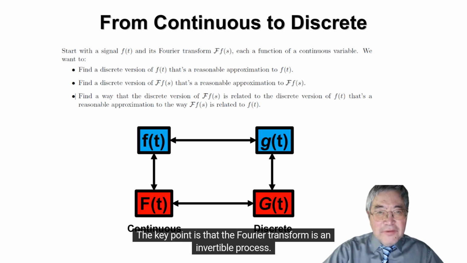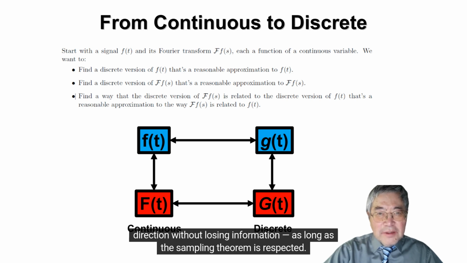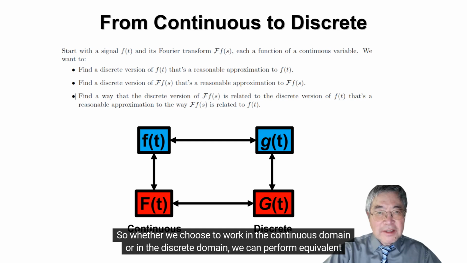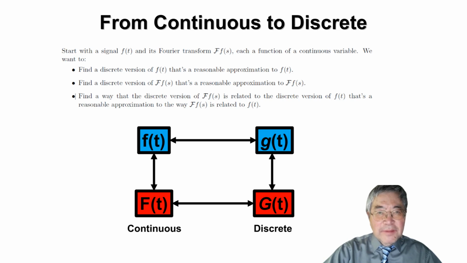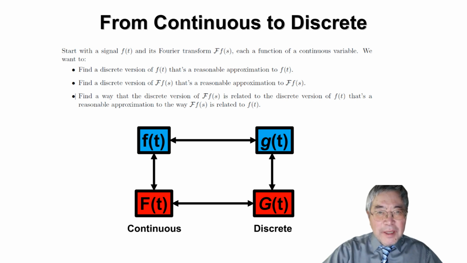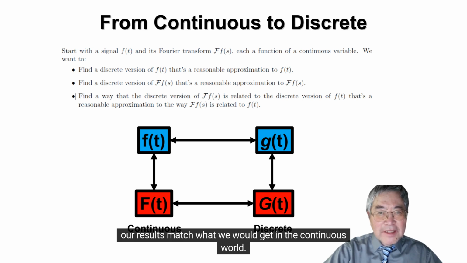The key point is that the Fourier transform is an invertible process. That means moving from f of t to capital F of u, or from g of t to capital G of u, can be done in either direction without losing information, as long as the sampling theorem is respected. So whether we choose to work in the continuous domain or in the discrete domain, we can perform equivalent signal analysis. The difference is that in the real world, our computers are digital. That means we do everything in the discrete domain, but thanks to the theory, we can be confident that our results match what we would get in the continuous world.